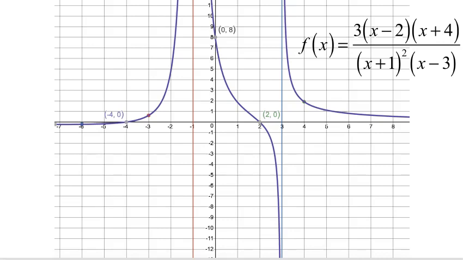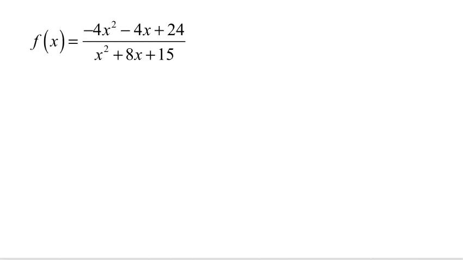So we don't want perfect graphs. You don't need all the points to be correct, but we want to hit the major features to identify that we understand the analysis. Let's take a look at one more problem.